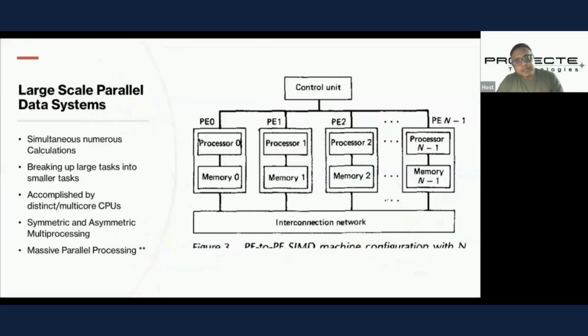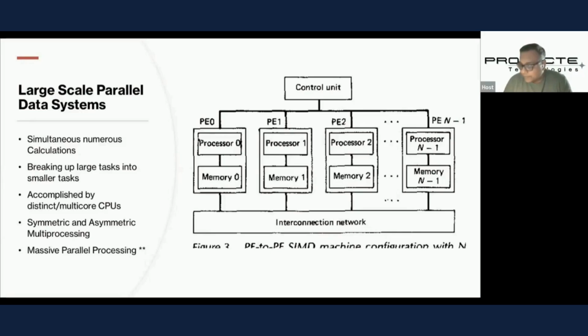Right. Now there are certain systems which you should generally be aware of. We are about to reach probably the last part; we have almost covered a lot of ground. Okay. What are large scale parallel data systems? Large scale parallel data systems are used in supercomputing. Okay. If you look at the AI systems, they use large scale parallel data systems.